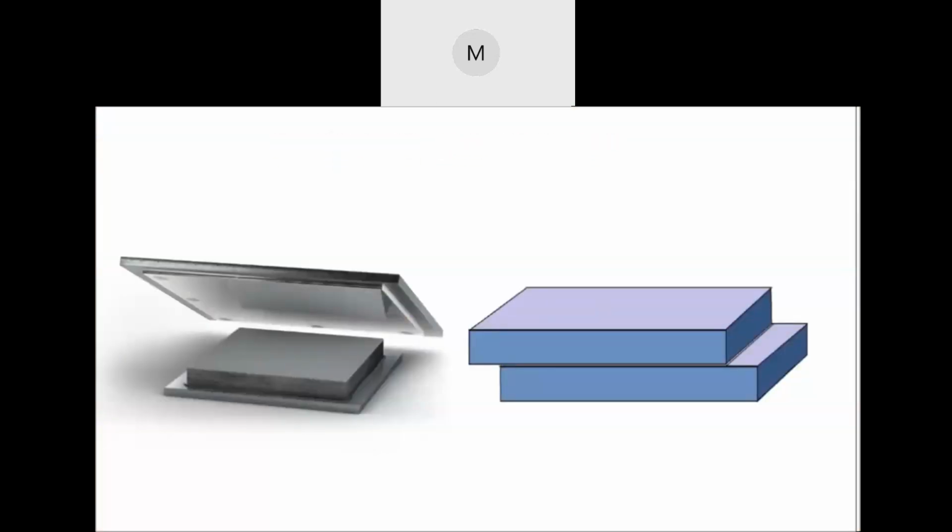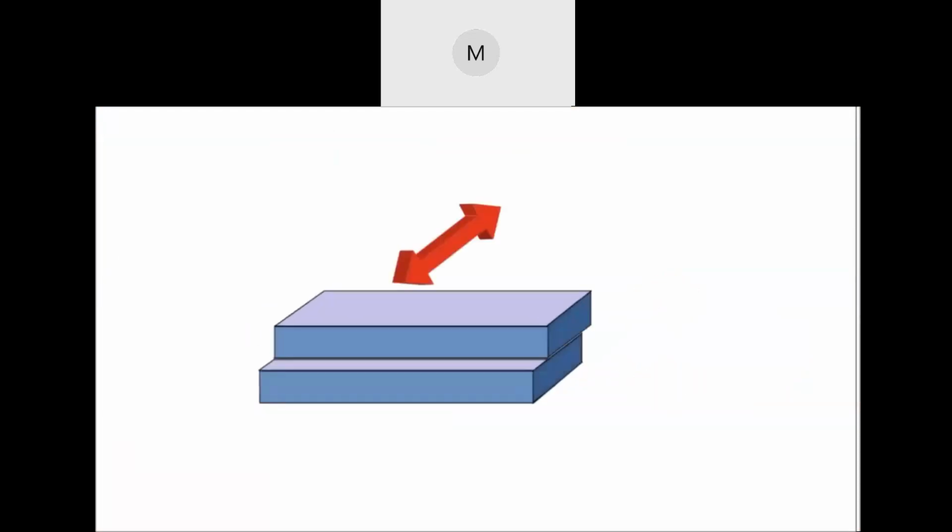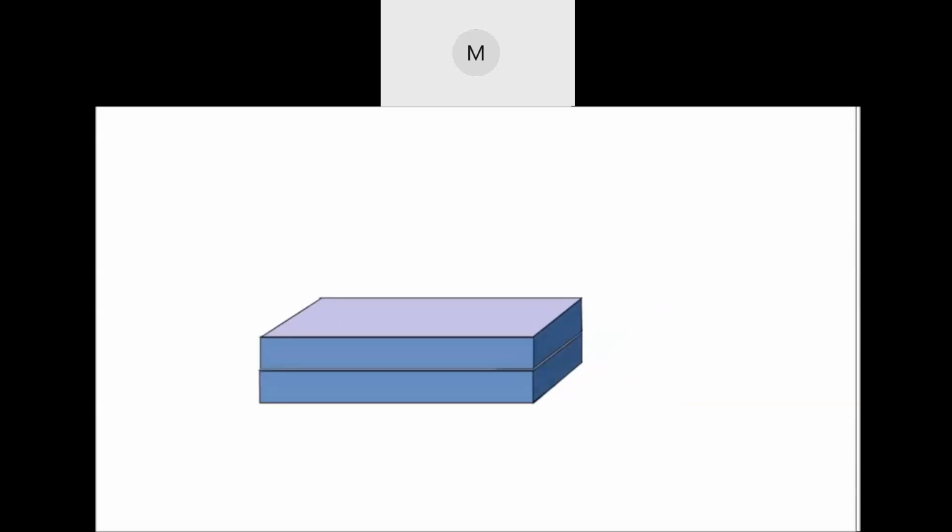Sliding bearings. It is a simple arrangement of two plates sliding over the other. These bearings permit translational movements in the longitudinal direction as well as in the transverse direction, but no rotational movements are permitted.